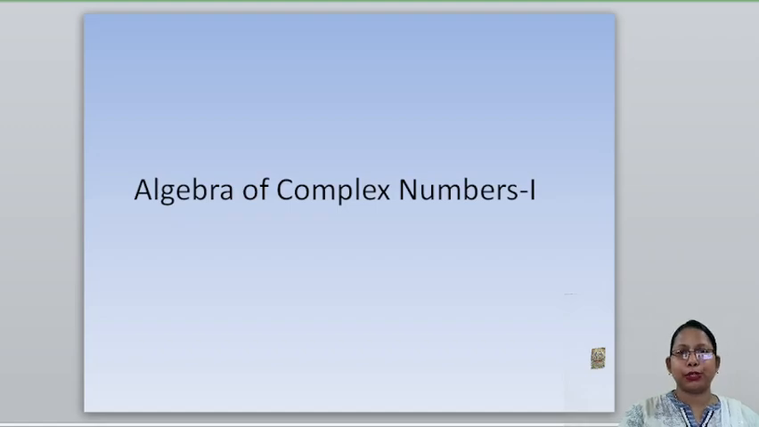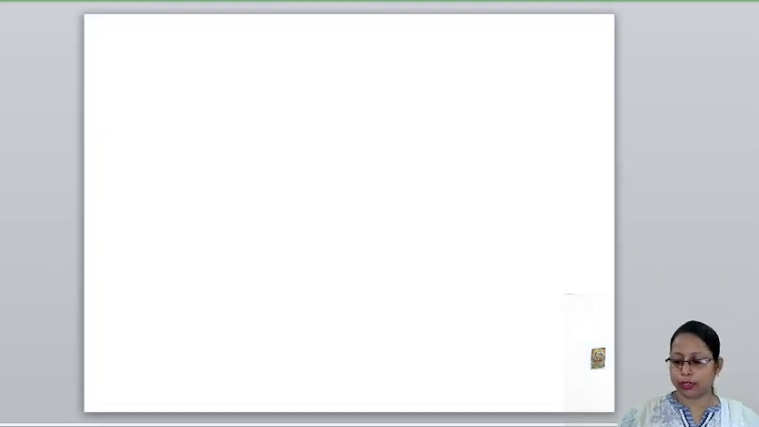In this lecture, we are going to study the algebra of complex numbers. First is addition of two complex numbers. How to add two complex numbers.